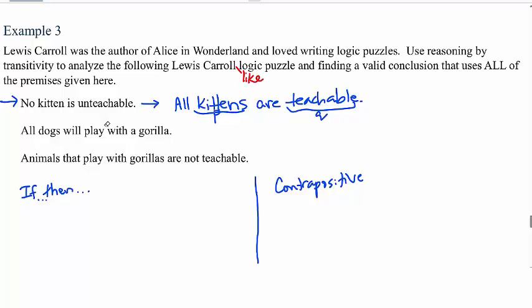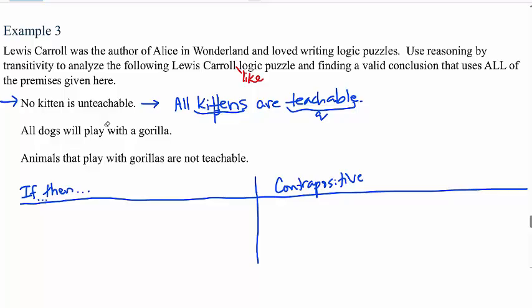So I'm not going to write lengthy wording to make things flow because we don't really need that at this phase of solving a logic puzzle. What we need is just to know the chain reaction. So I'm just going to say if kitten, then teachable. Okay. And then we're going to move on to the next one.